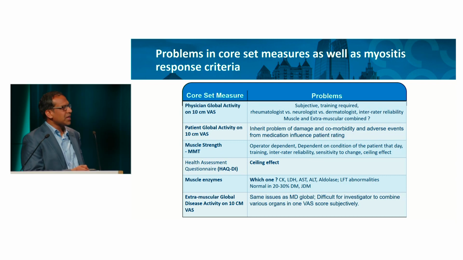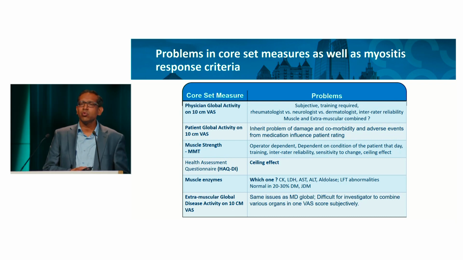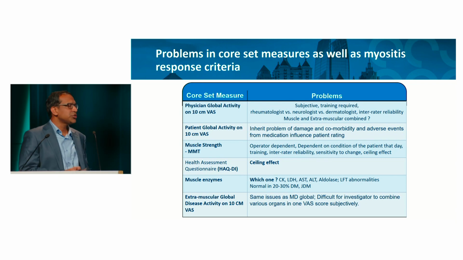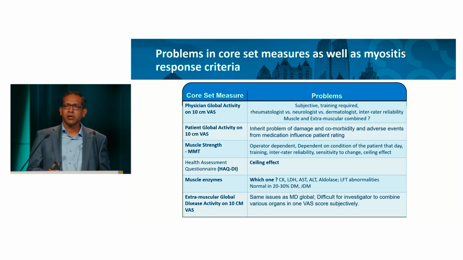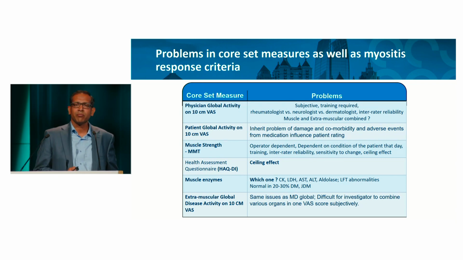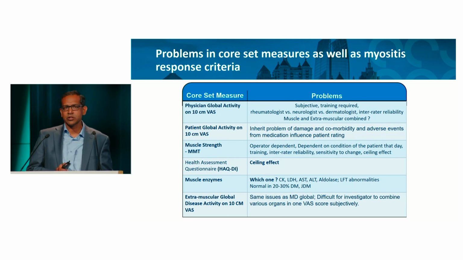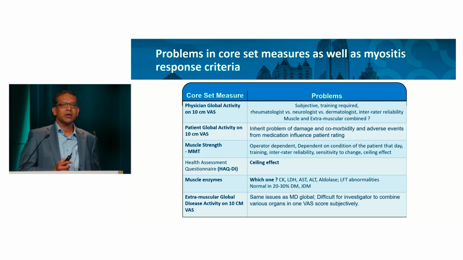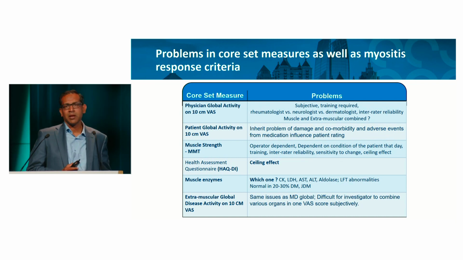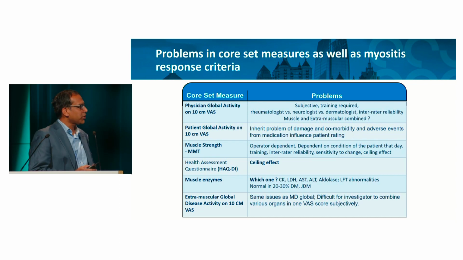Same as for the examiner. It has a significant ceiling effect and is not very sensitive to change. The Health Assessment Questionnaire has a ceiling effect problem. Muscle enzyme, the only truly objective outcome measure, is actually normal in 20-25% of dermatomyositis patients, as well as in some of the juvenile dermatomyositis patients. So it's not a great biomarker for dermatomyositis. It's great for PM and NM, but not so much for dermatomyositis.